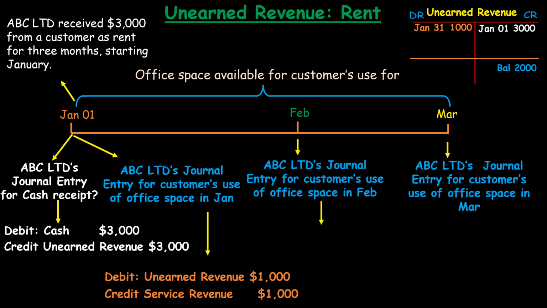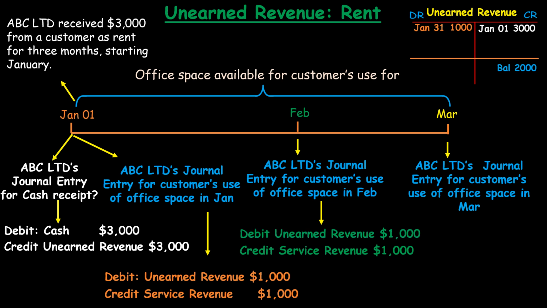At the end of February, same thing will happen. ABC Limited has now provided the service, so it will record that as revenue $1,000. And again, ABC Limited has 1 month less obligation to the customer, so it will debit unearned revenue $1,000. The T account will be updated by $1,000 on the debit side, bringing the balance in that account to $1,000, which means ABC Limited has $1,000 of obligation to the customer now.